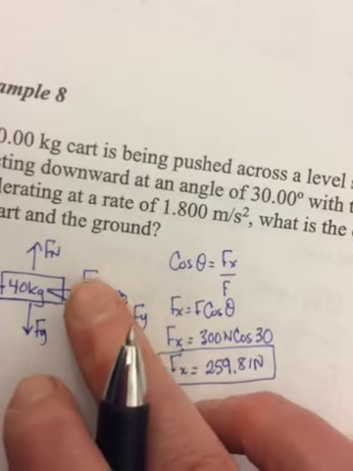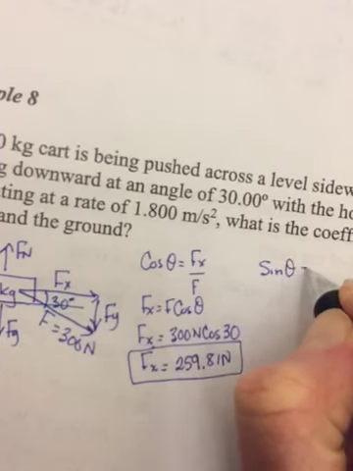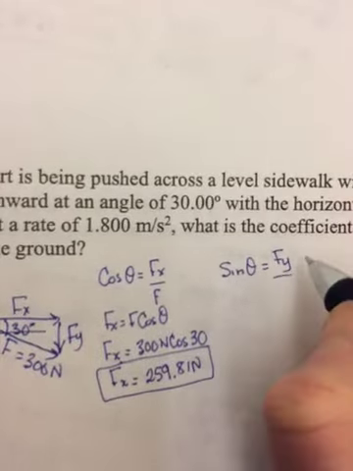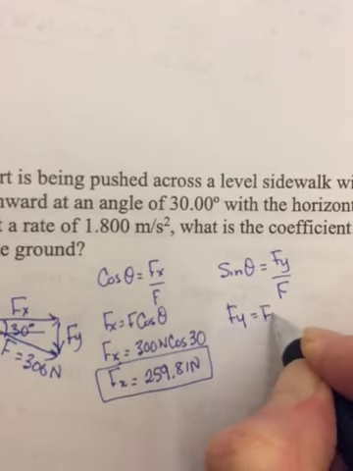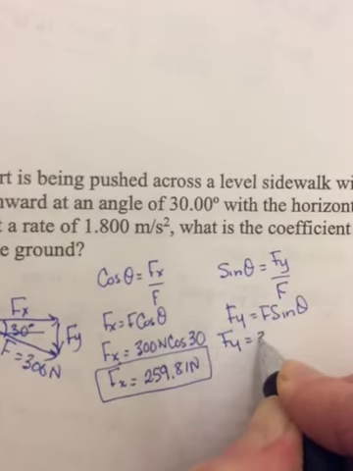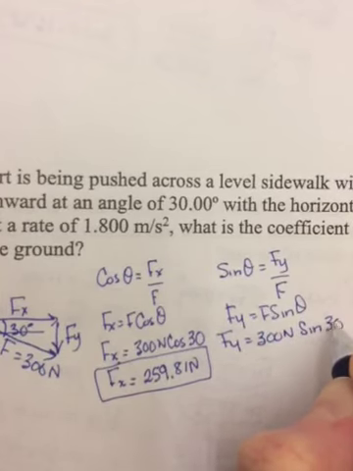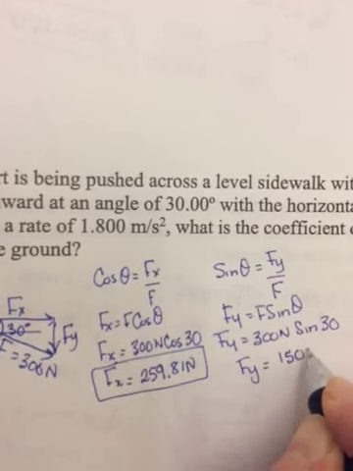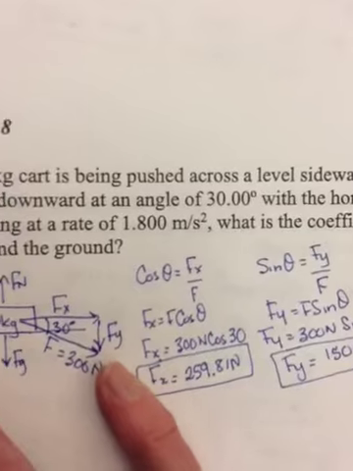The x was the adjacent, the y is the opposite, so it must be sine. So sine theta equals Fy over F. So Fy is equal to F sine theta. So Fy is equal to 300 newtons sine of 30. Sine of 30 is 0.5, a half. So this should be 150 newtons. Okay, so now we have our two components.